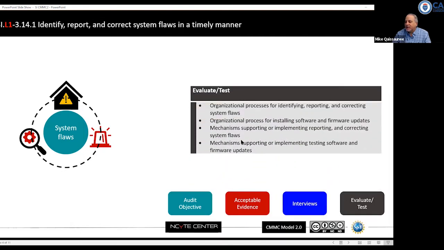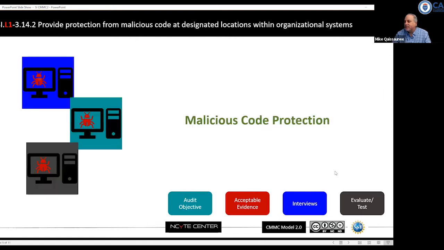And what do we evaluate here? Again, the organizational process for identifying, reporting, and correcting flaws, the organizational process for installing software and firmware updates, mechanisms for supporting or implementing reporting of system flaws, and then mechanisms for supporting or implementing testing of software and firmware updates. So the first two are basically the processes, and then the last two get into implementing them.